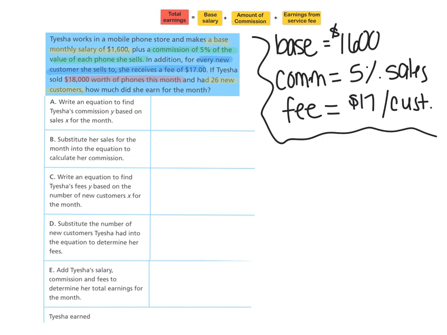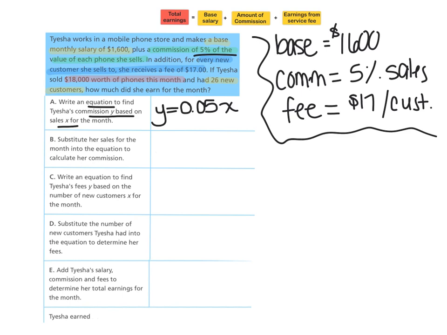All right, so now let's break this down. Part A says write an equation to find Taisha's commission based on her sales for the month. And we're using Y for the commission and X for the sales. Well, to find her commission, we need to take 5% of the value of her sales. Well, I know how to write 5% in decimal form, 0.05, right? We divide it by 100, and we multiply that by however many sales she has for any month.